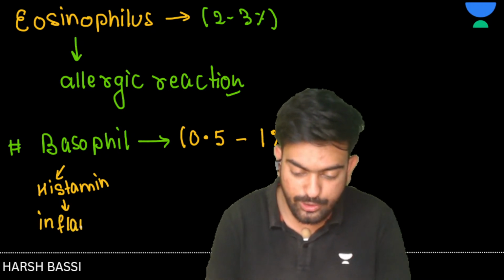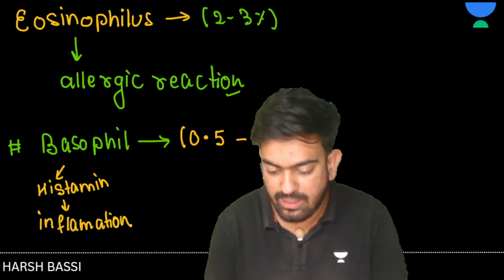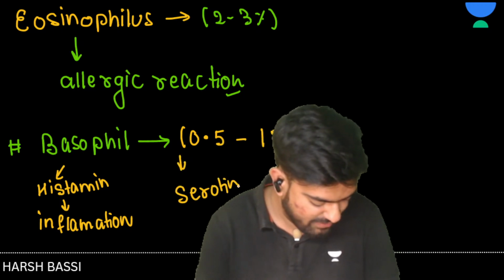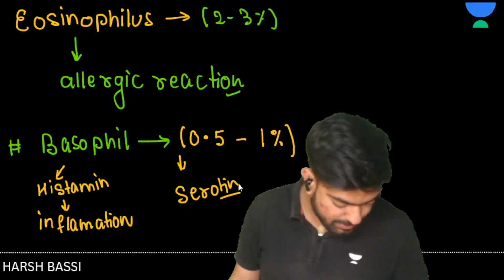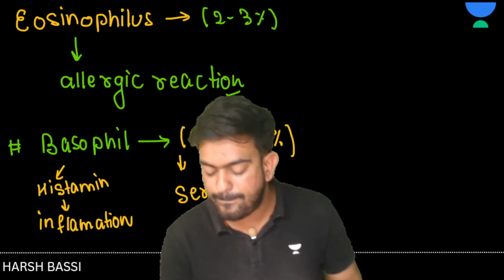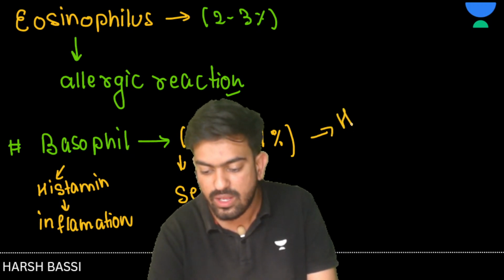Inflammation, histamine. And then we have serotonin. Yes, basophils are the least. And then we have heparin.